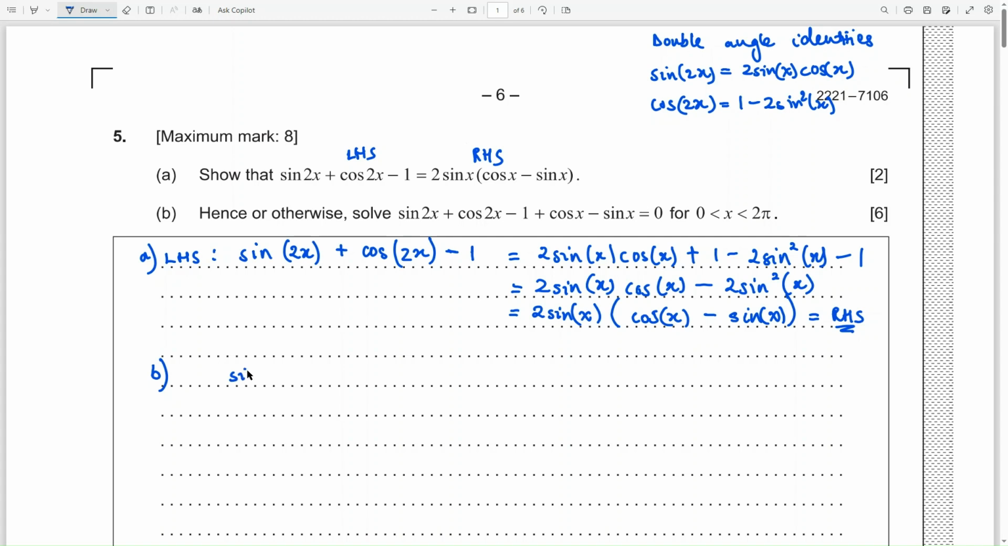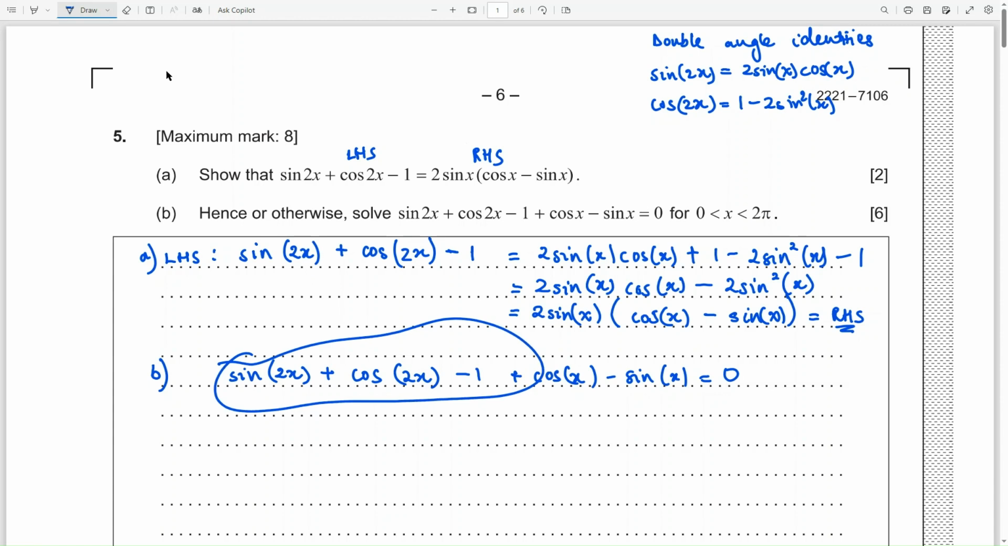So initially the equation says sine 2x plus cos 2x minus 1 plus cos x minus sine x equal to 0. So this is the expression we can substitute for. We can substitute 2 sine x times (cos x minus sine x) for that. And then the second term will still be cos x minus sine x.